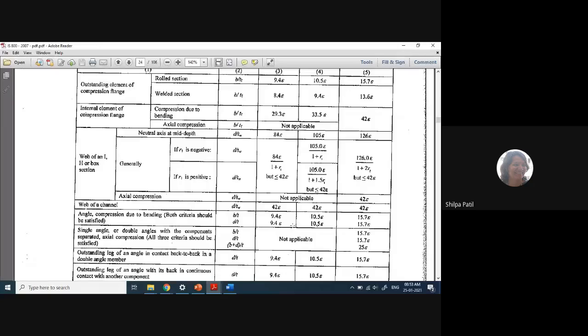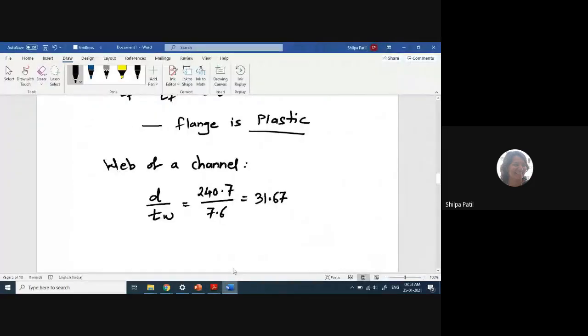But if you consider the web of a channel, all three values are given as 42 epsilon. So if the value is less than 42 epsilon, the class of the section, or the part of the section, is always plastic. If it is greater than 42 epsilon, it will be directly slender. So for the web of a channel, we do not have a classification as compact and semi-compact. It will be either plastic or slender only. So what is our value now? 31, which is less than 42 epsilon. So the web is plastic.